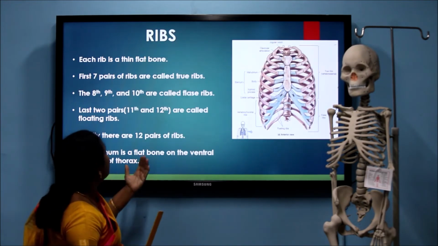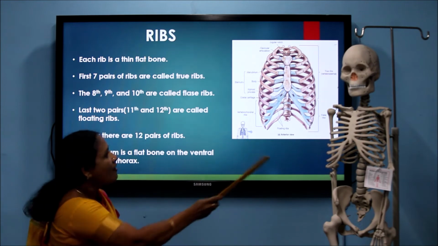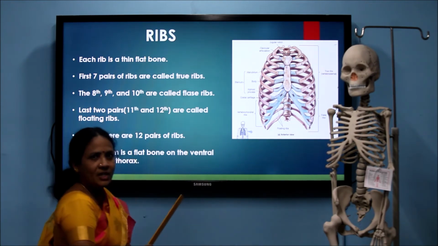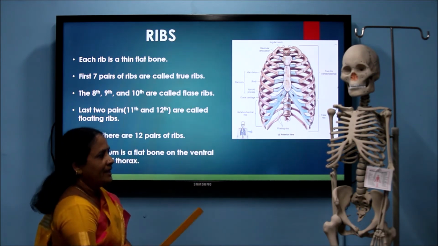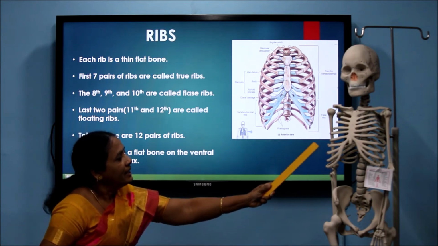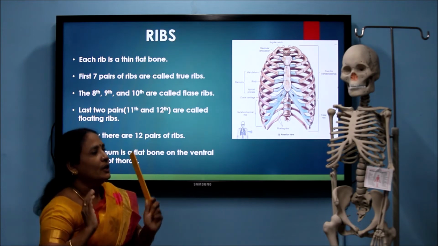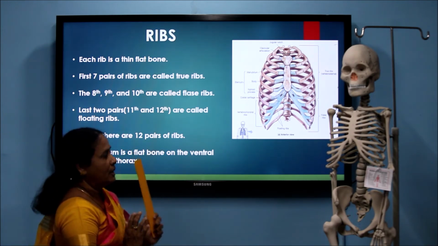Next is the ribs. These are all said to be the ribs. They are thin and flat. On one side they are attached ventrally to the sternum, and dorsally they are attached to the vertebral column. So how many pairs of ribs are there?